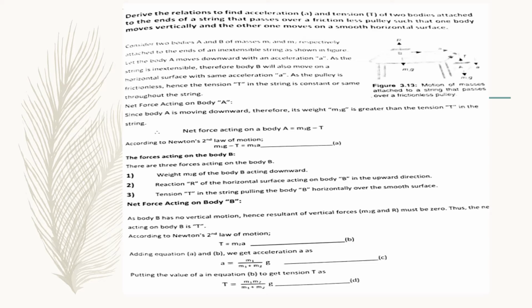By adding both equations A and B, we get acceleration equal to m1 over m1 plus m2 multiplied with g. And by putting the value of acceleration in equation B, we get tension T equal to m1m2 over m1 plus m2 multiplied with g.